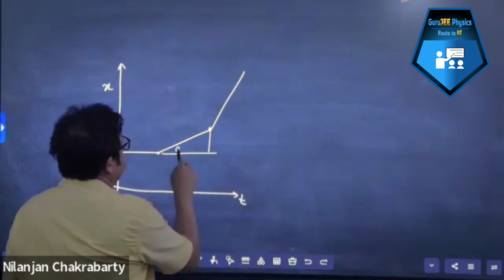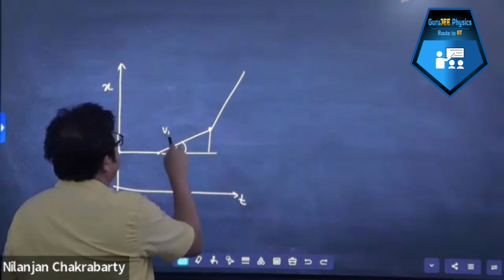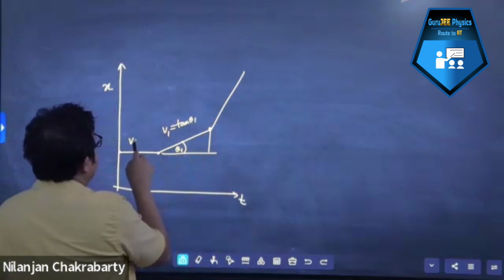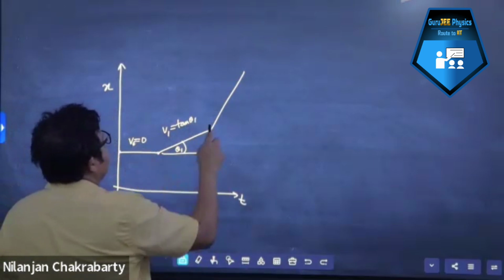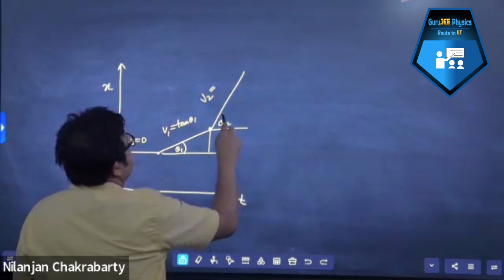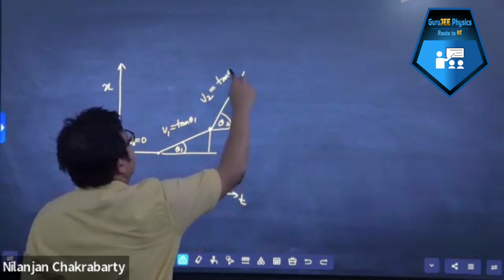What is this? What is velocity in this region? You know, here v1 is tan theta 1, and what is here? V naught here is 0, v1. Now, in this interval, what is velocity? Tan theta.